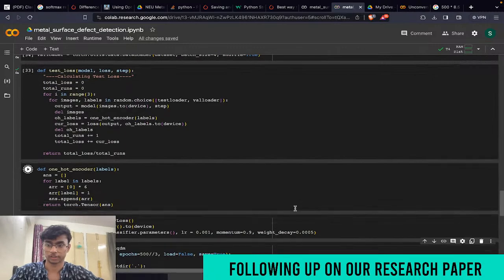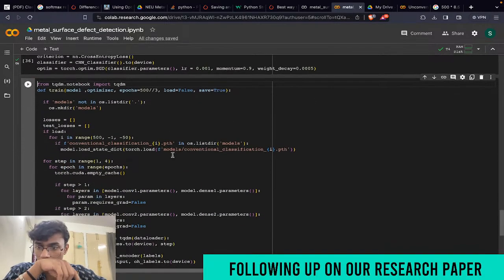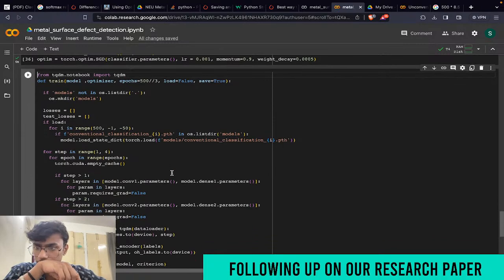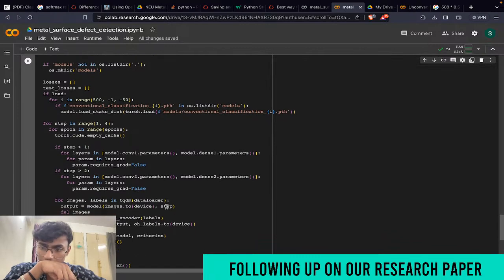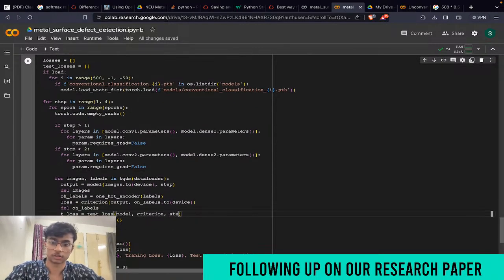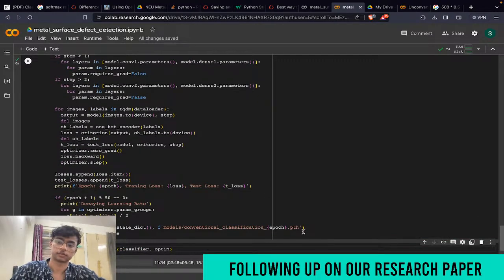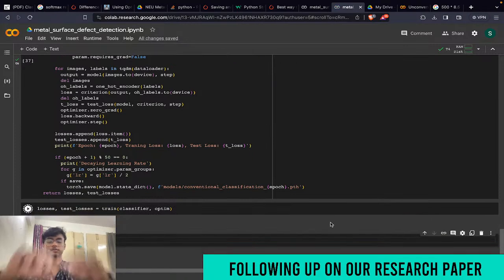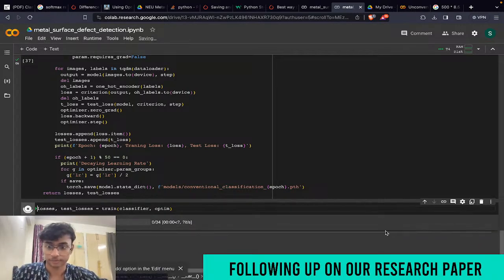Wait. One item encoder must remain same. This should remain same. Now here, pass in step. We'll also pass in step creating the test flows. Let's see if it is working or not. Should be faster than our previous training algorithm.